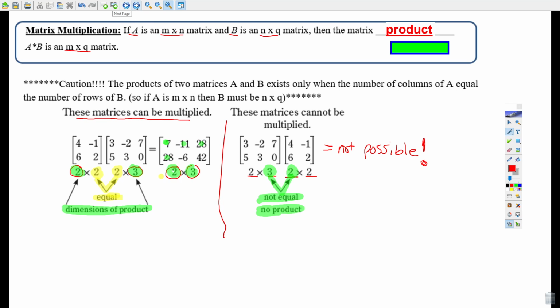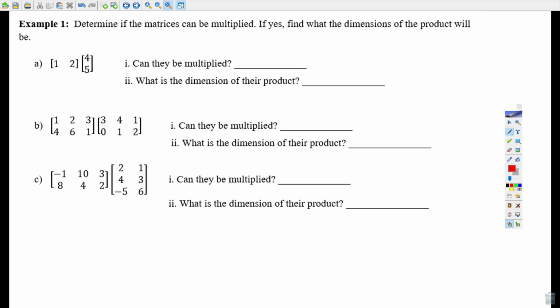So we're just going to do some examples, seeing if we can multiply two matrices together. Example 1: determine if the matrices can be multiplied. If yes, find the dimensions of the product. For the first example, we have a 1 by 2. You have to identify the matrices. And the second one is a 2 by 1. Can you multiply them together? Yes, we can. These two numbers are the same, 2 and 2. So yes, we can. What is the dimension of the product? Remember, that always comes from the outside numbers, 1 and 1. So in this case, it would be a 1 by 1. Okay, move on to the next one.